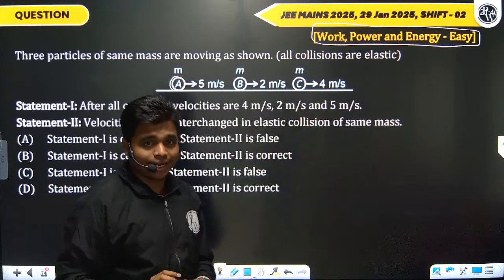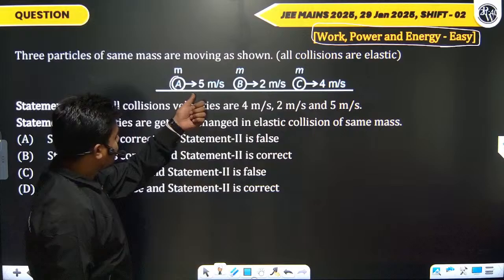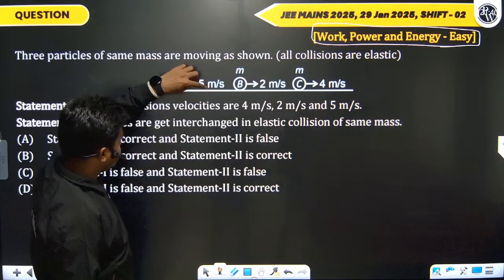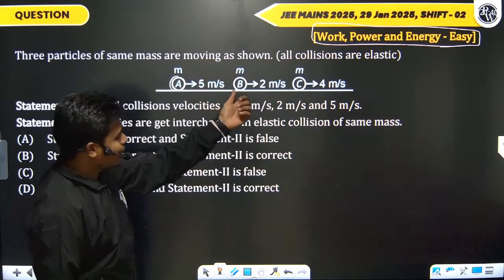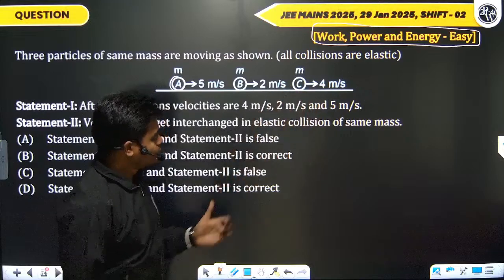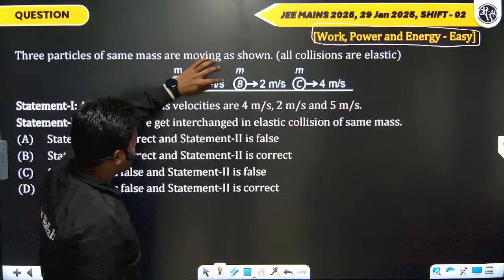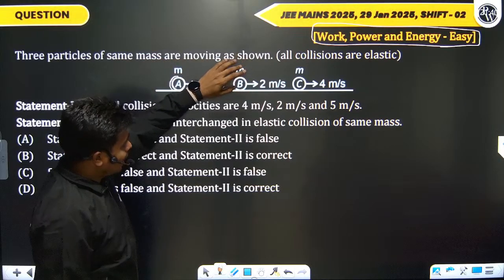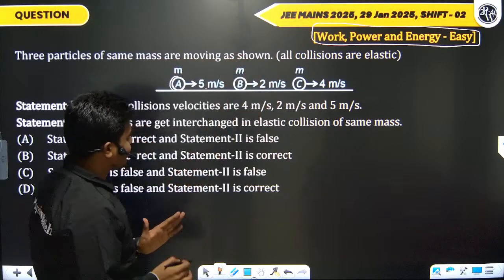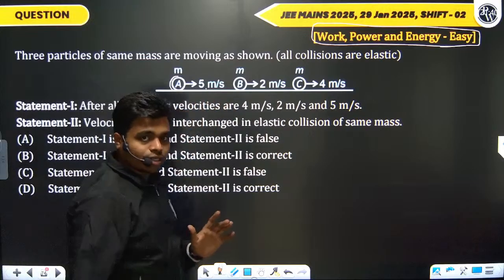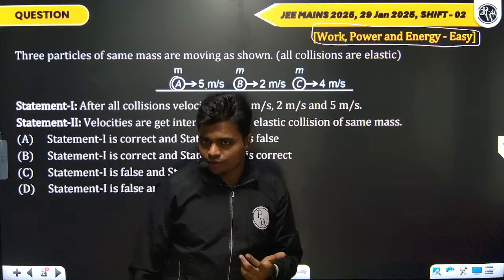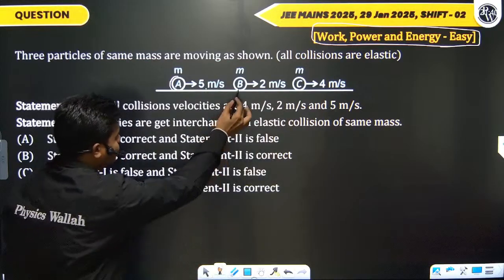So what is actually happening? You can see this particular mass has a velocity of 5 meter per second. This second mass has a velocity of 2 meter per second. So this mass is moving faster and this mass is moving slower. Obviously, this mass is going to collide with this one. First we check that A and B are colliding. Both have equal masses, so the velocities will get interchanged.